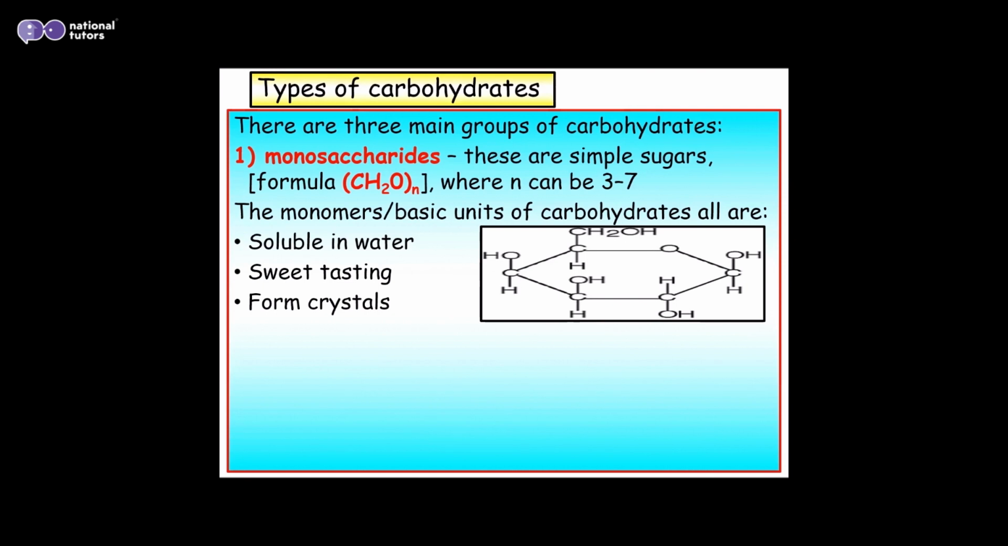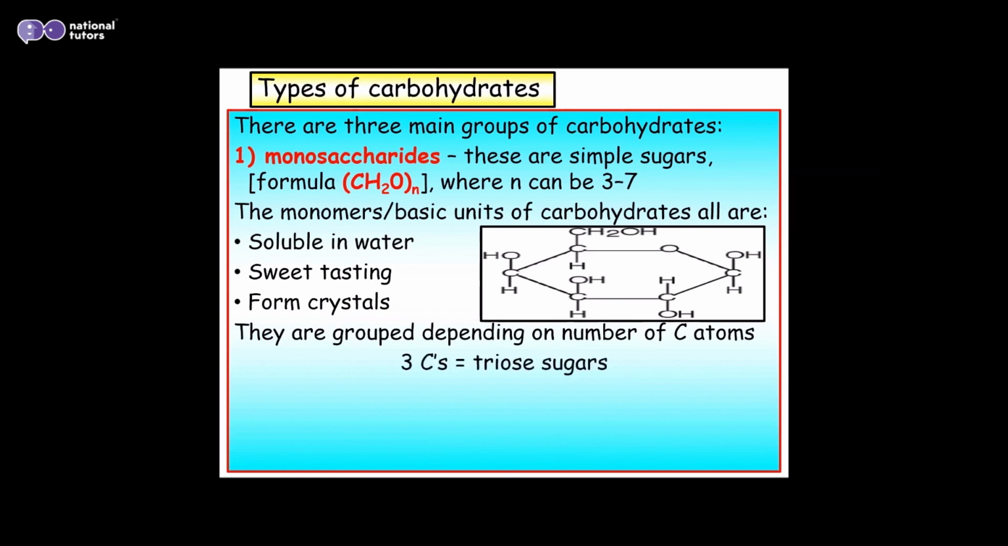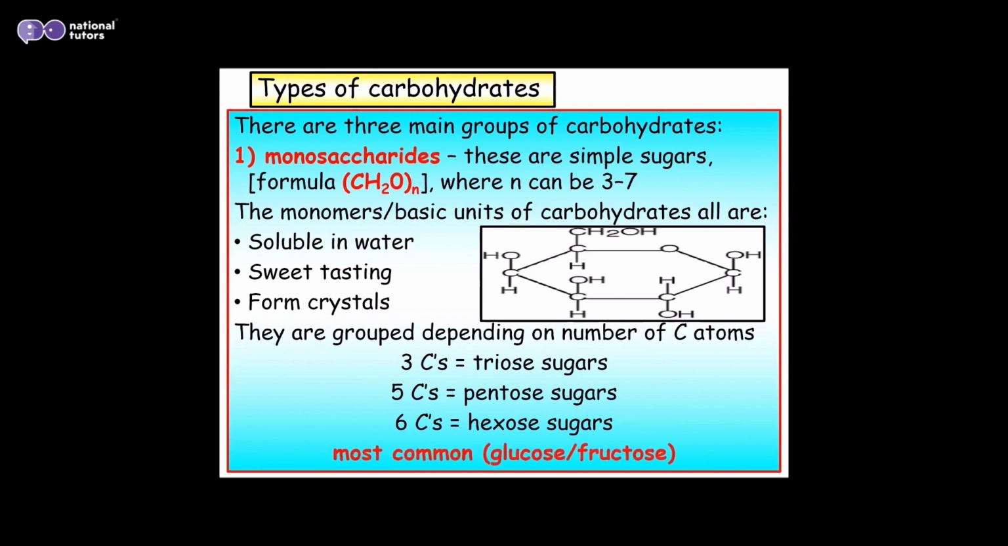If not, take my word for it. And the number of carbons is the important thing. So it all depends on those carbons. The 3 carbons are the triose sugars, the 5 carbons are the pentose sugars, and the 6 carbons are the hexose sugars. So sometimes we refer to it as a pentose sugar, such as in DNA, where the ribose is a pentose sugar, or hexose, such as glucose. That's the most common. The most common two are glucose and fructose, and we're going to look at those in a bit more detail later. But just have an awareness that they're all monosaccharides, they're all soluble in water, they are all sweet tasting, and they form crystals. That's the key take from that.